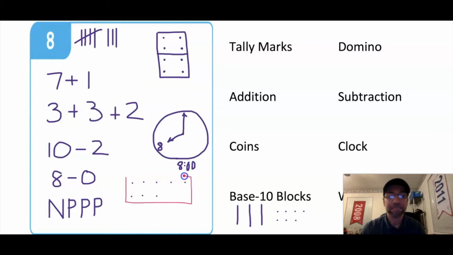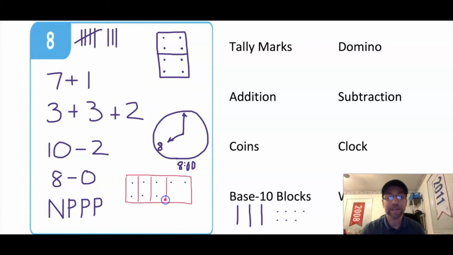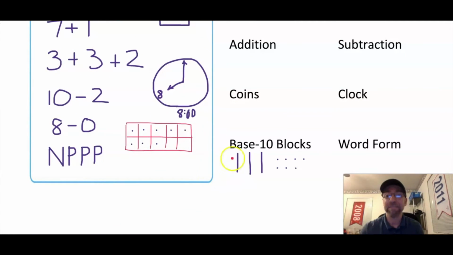There it is. You can almost see the 10 boxes. There they are. But I didn't need my 10 frame to draw my dots in the invisible 10 frame. So you might want to practice using that invisible 10 frame if you choose to use some dots to show a number. And then the last way is word form.